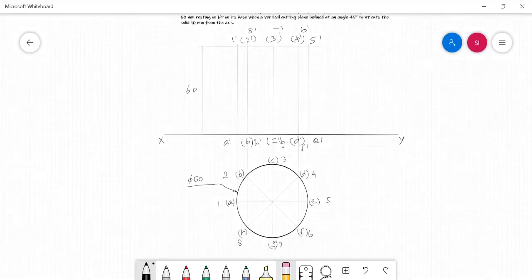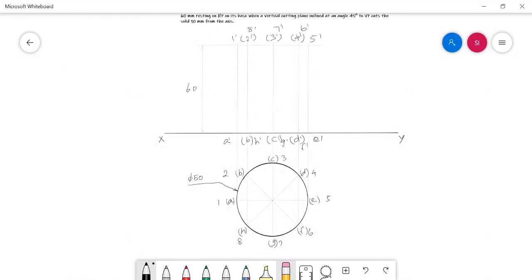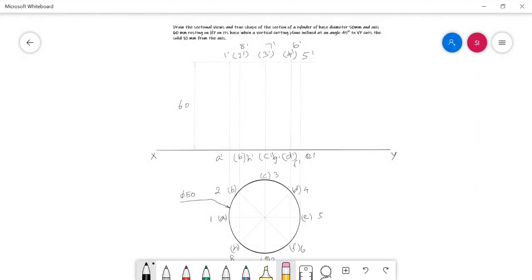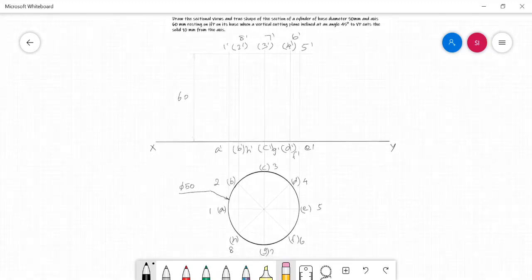So here the cutting plane is the second type of cutting plane, that is, we need to show the trace of the cutting plane in the top view, and the inclination of the cutting plane with the VP is 45 degree. Again, where it is going to meet the solid, that is, the distance between the cutting plane and the axis in the top view is 10 mm. We need to maintain a 10 mm shortest distance between the axis of the solid and the cutting plane.